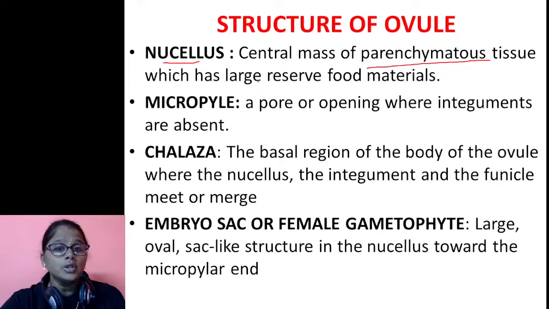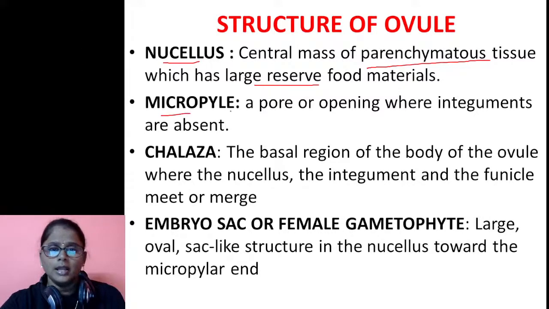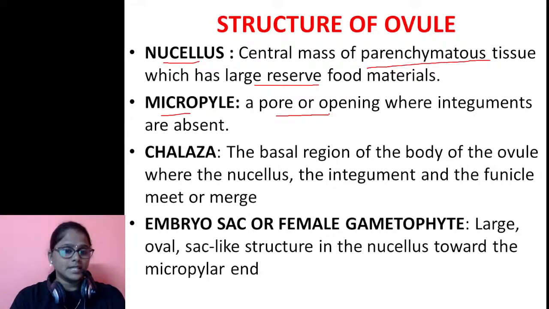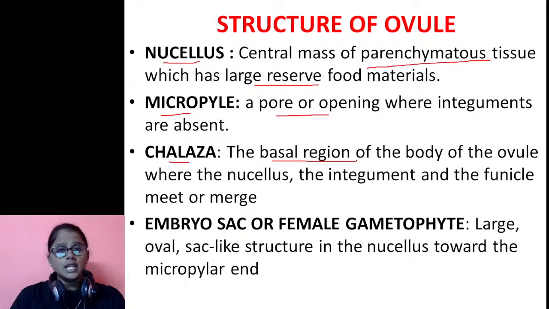So these are going to reserve the food material which is required for the nourishment of the embryo sac and during the development of the embryo. And the micropyle, the pore or opening region where the integuments are absent. And chalaza, I told you, that is the basal region of the ovule where the nucellus, integument, funicle, everything meets and merges. So that region is called the chalazal region which forms the base of the ovule.